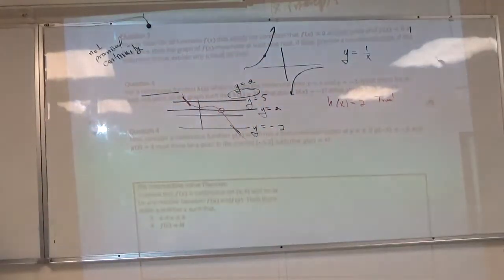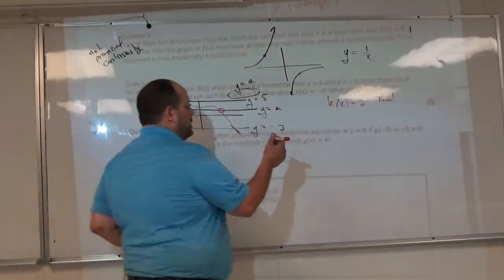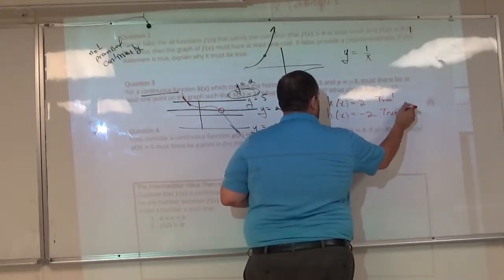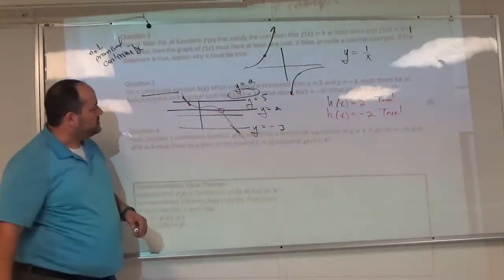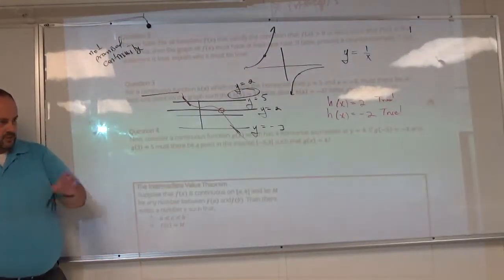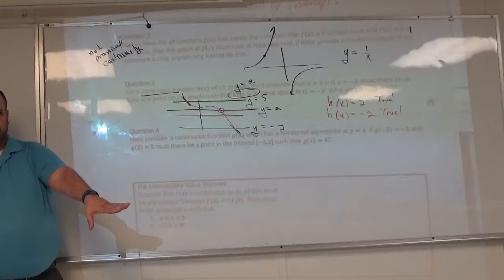What about h of x equals -2? Lower that line a little bit. Is this also true? Yes. Okay, good. H of x equals -2 is also true. Last one, h of x equals -4. Yes. Yes, it's true. You look like, you're like, no.